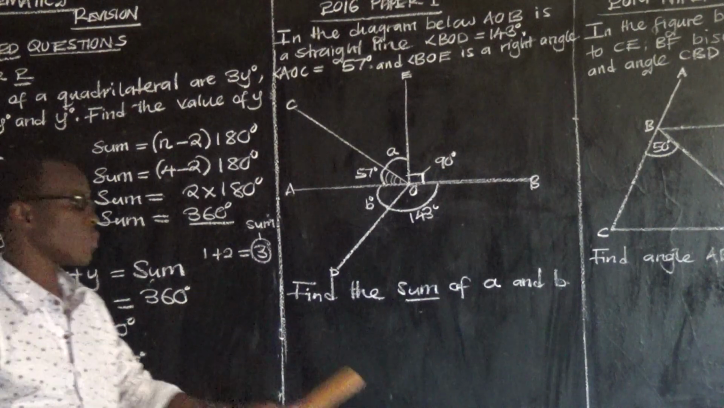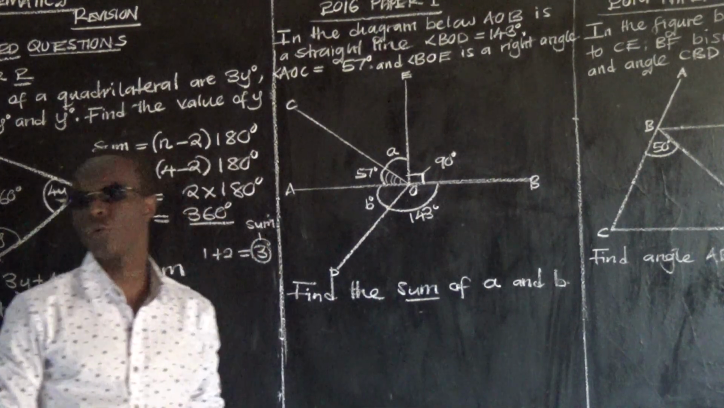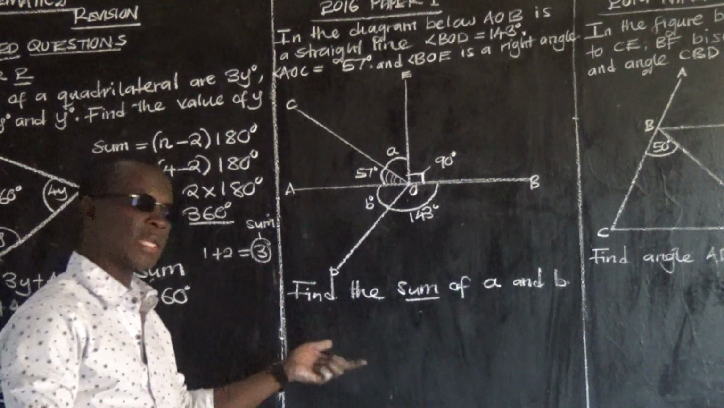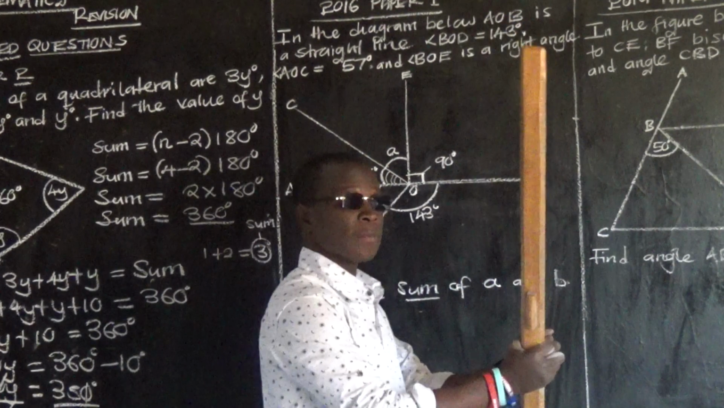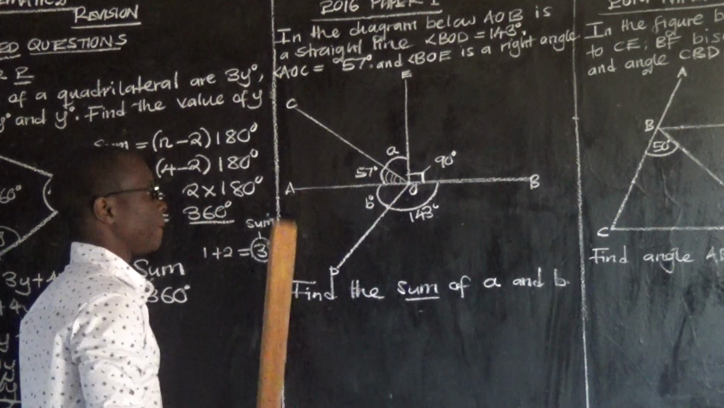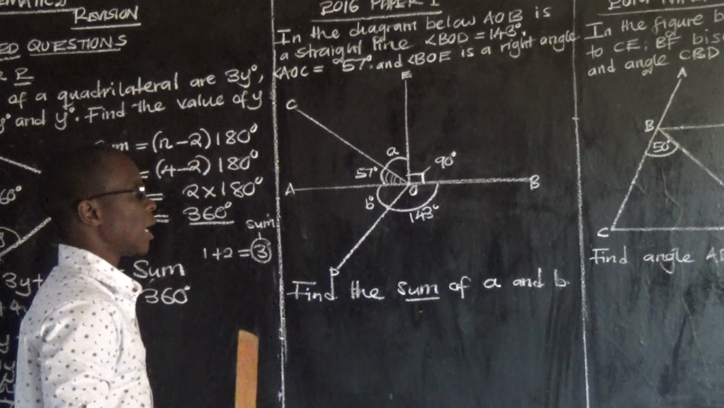So in this case, they want us to add angle A and angle B. Are we together? We cannot add what we don't have. So we need first to find angle A and angle B. Then we add them. That's the sum. Are we together, guys? So let's find angle A.